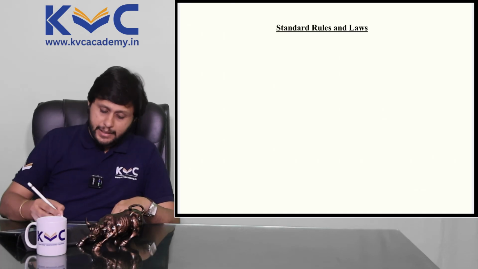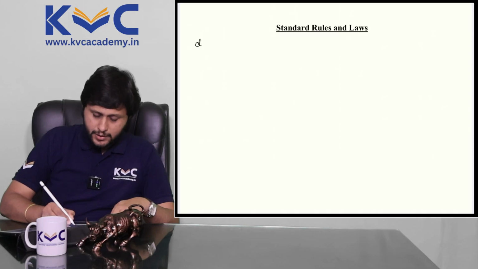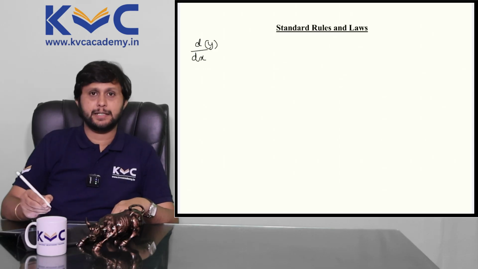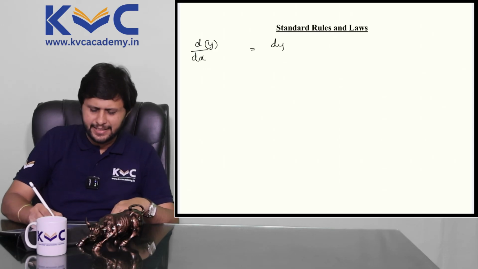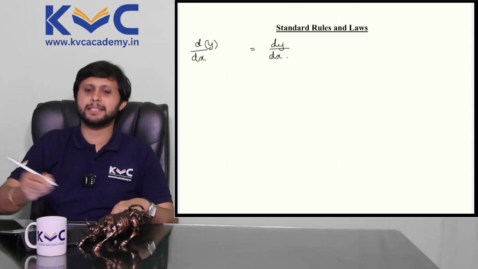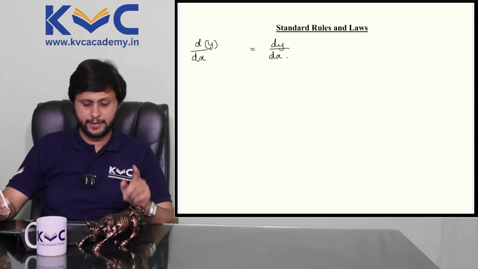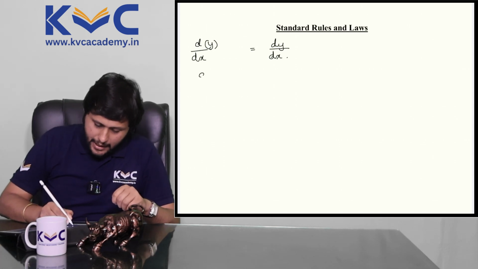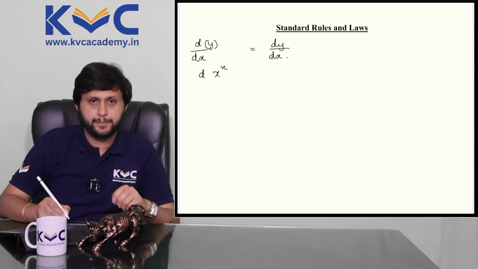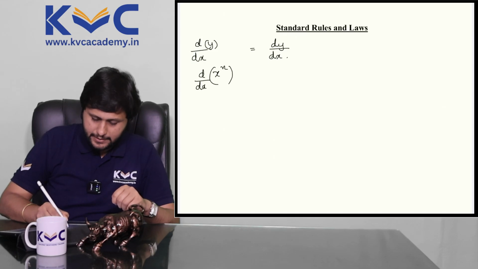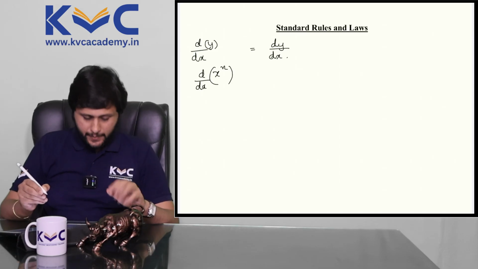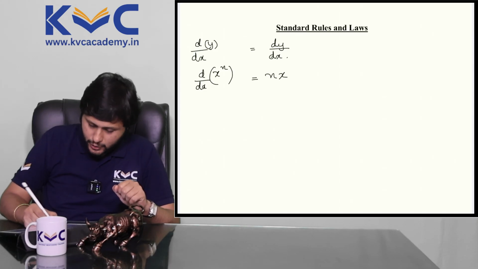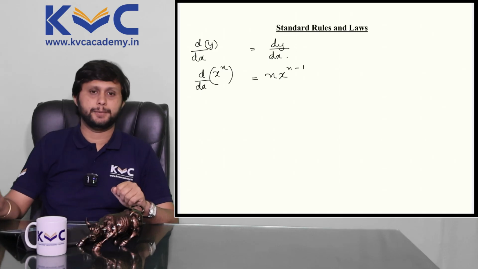Okay, as I have already given you, differentiation of y with respect to x. I'll rewrite this dy by dx. Fine, because this is how we will be writing it later on. Then you need to remember differentiation of x to the power n with respect to x. What is that equal to? N into x to the power n minus 1.